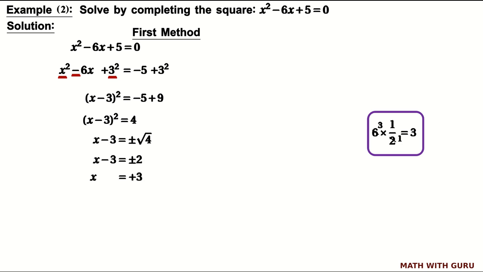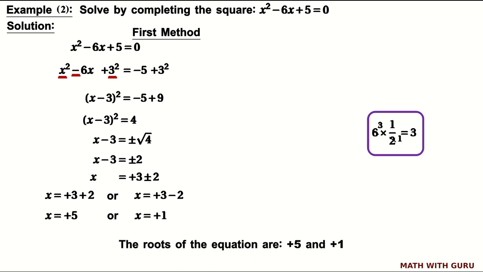Bring minus 3 to the right hand side. Plus 3 plus or minus 2. Now x has got two values here. x equals plus 3 plus 2 or x equals plus 3 minus 2. x equals 5 or x equals plus 1. Therefore, the roots are plus 5 and plus 1.